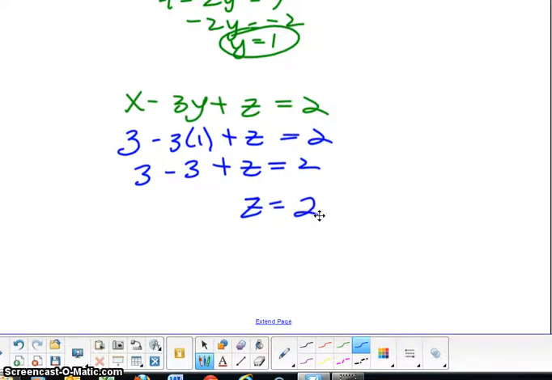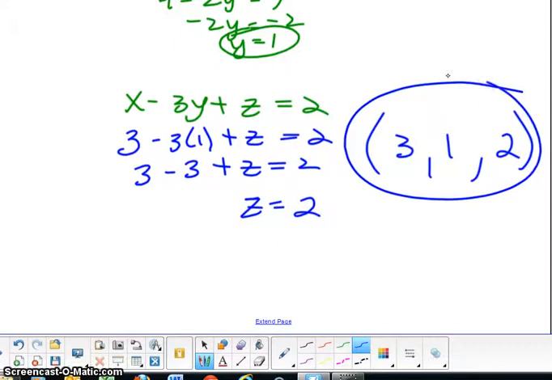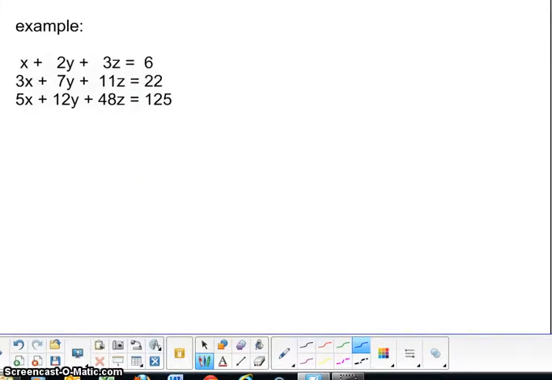Now when you write your final answer, it's going to be an ordered triple. 3, 1, and 2 is your solution. That is where all of those planes meet. Okay, so we're going to have to practice this some more. I have another one ready for you to go.